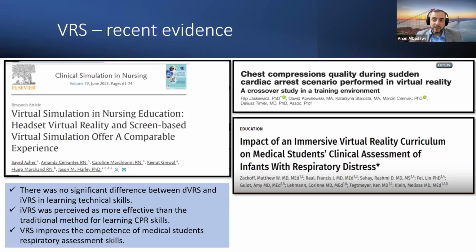The second study showed that chest compressions using virtual reality were perceived as a more effective method than the traditional method for learning CPR skills. In that study, they put something heavy over the participants' shoulders and performed in the virtual environment, and it was perceived as more effective than the traditional one. Third, it was evident that virtual reality improves the competence of medical students' respiratory assessment skills over traditional methods of learning.